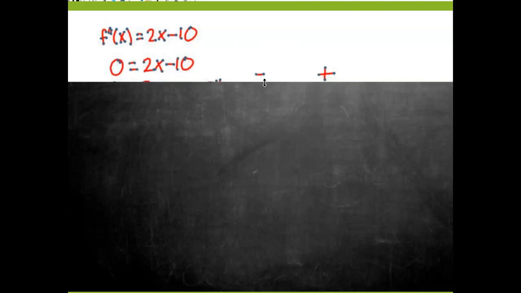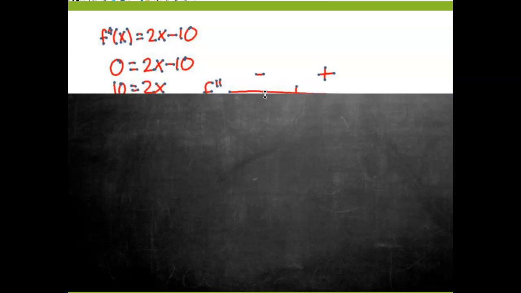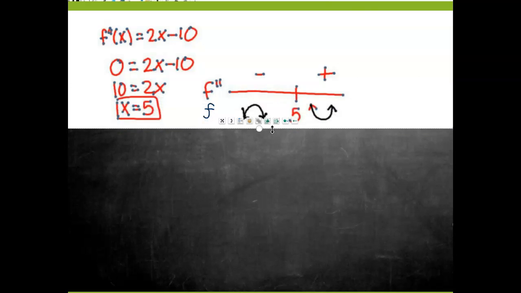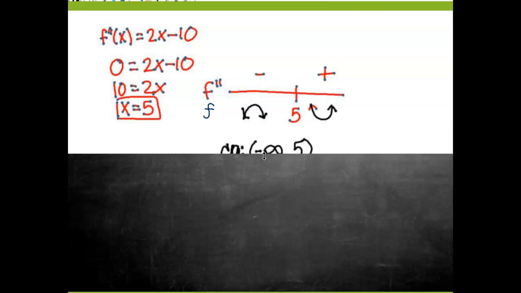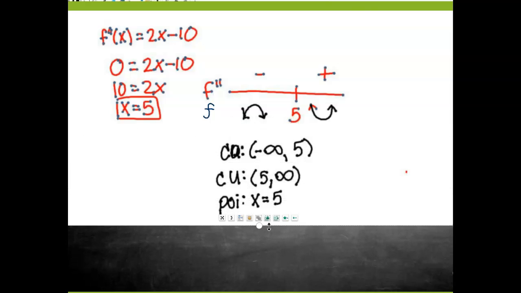Okay, so the second derivative is 2x minus 10. So once again, we find our critical points. So I get when x is equal to 5. I do my second derivative test on my number line. And I have concave down and concave up. And a point of inflection at x equals 5.